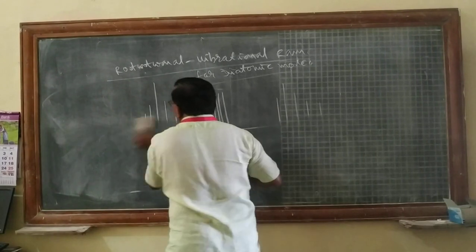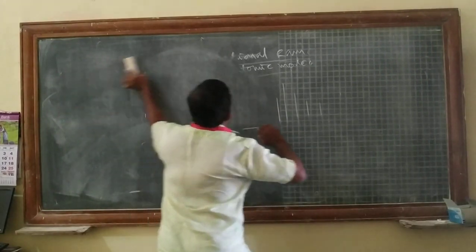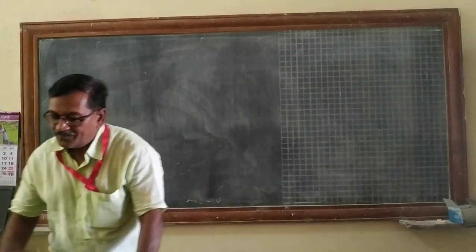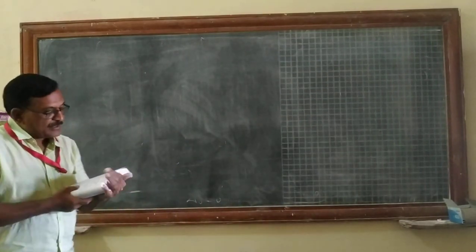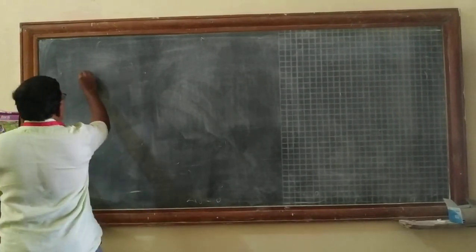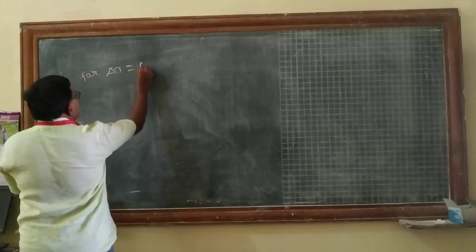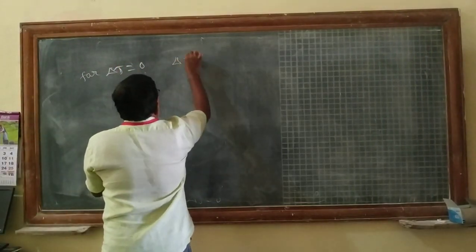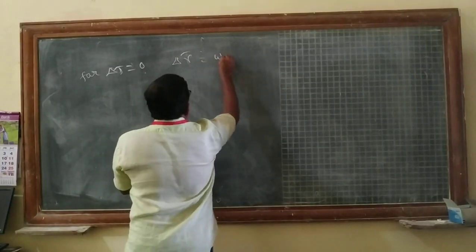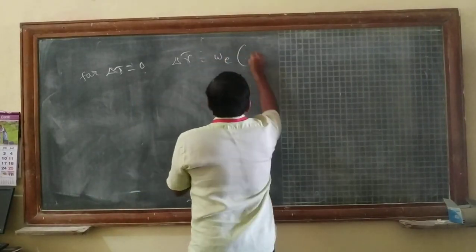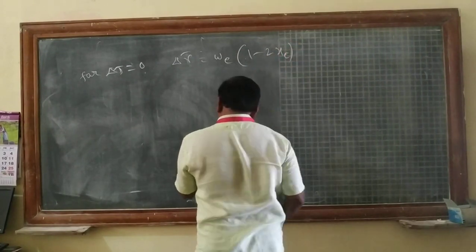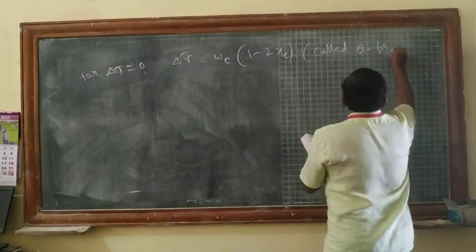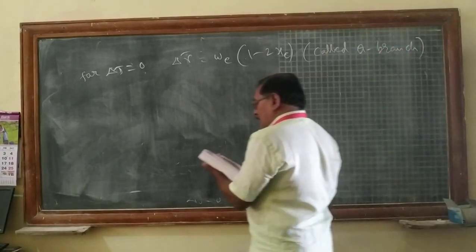The next thing we come across is the equation for the rotational vibration spectra of diatomic molecules. The first one is for delta J is equal to 0. That is delta nu bar is equal to omega suffix E into 1 minus 2x suffix E. These will be called the Q branch.